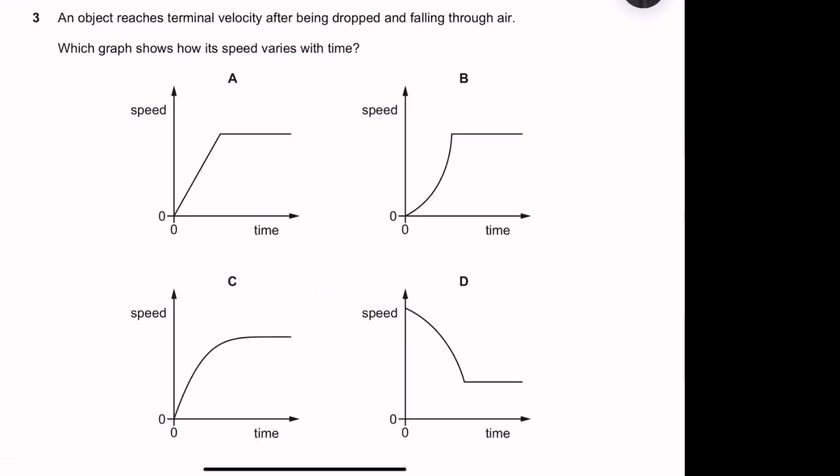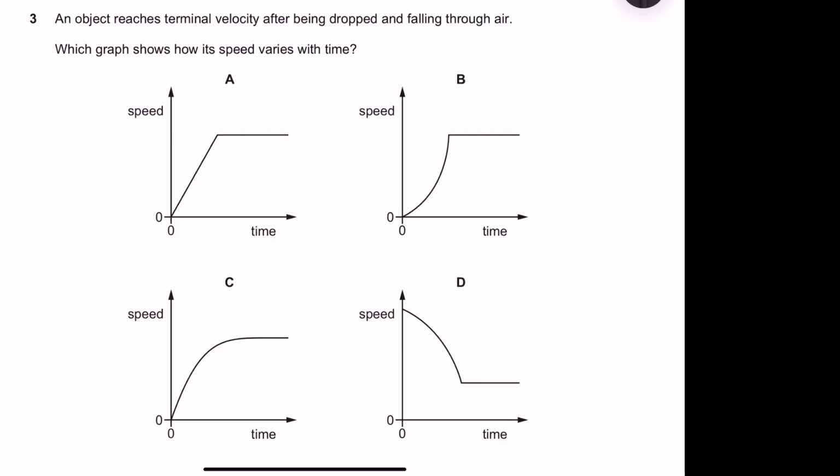Question 3. An object reaches terminal velocity after being dropped and falling through air. Which graph shows how its speed varies with time? So your answer will be C, because as the time goes on, your speed will eventually stop increasing, and that shows in C part.